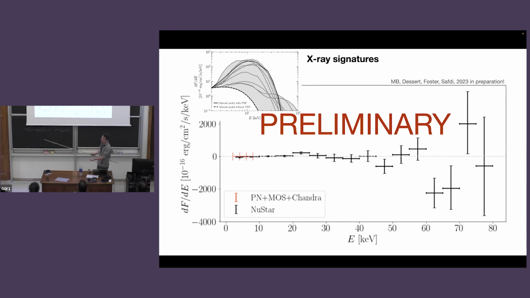But as you can see, we don't really see anything except maybe this small data point, but you know, it's just statistics. So what we can use this data for, and that's ongoing work, is to place a limit under the assumption that neutron superfluidity is a thing in neutron stars. We can place a bound on axions under that assumption.